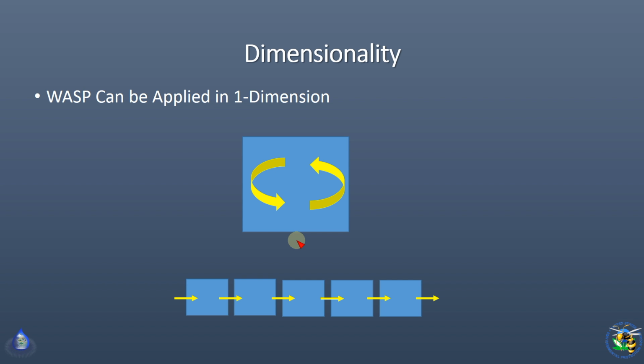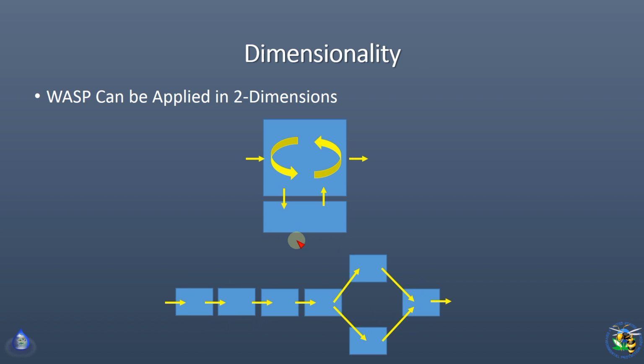Not only does WASP consider the impacts of water quality in the water column, but for each one of your segments, you can actually have interactions with the underlying sediments, whether they're for sediment oxygen demand, nutrient fluxes from the sediment, or the interactions of organic chemicals with solids and settling out. So we can do that.